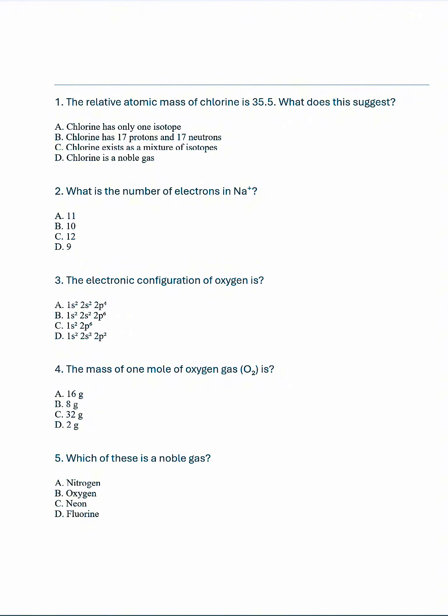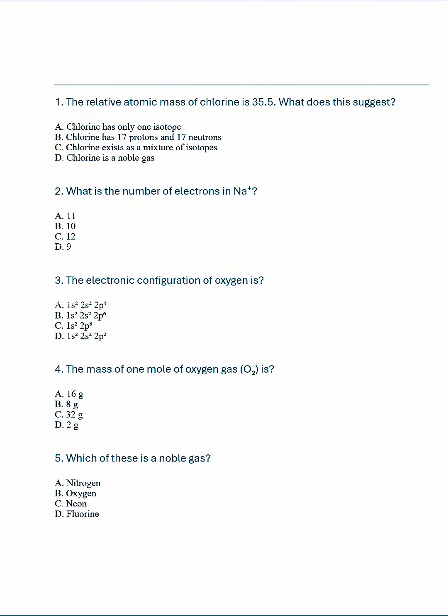What is the number of electrons in Na+? That is sodium. A 11, B 10, C 12, D 9. So the correct answer here is B, 10. Number three, the electronic configuration of oxygen is, you can see a couple of options there. The correct answer is A, 1s2, 2s2, and 2p4.